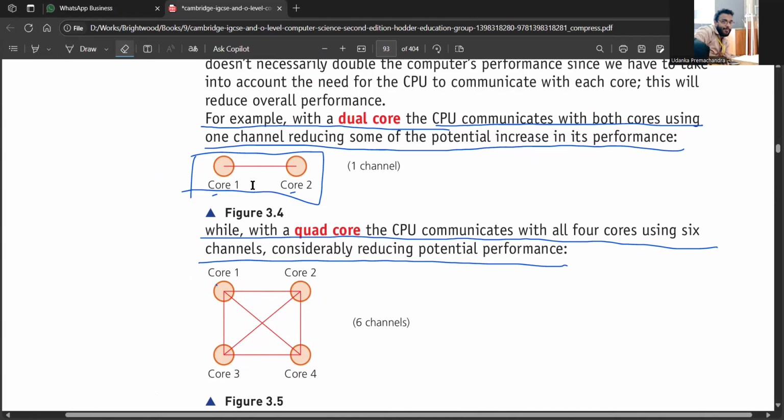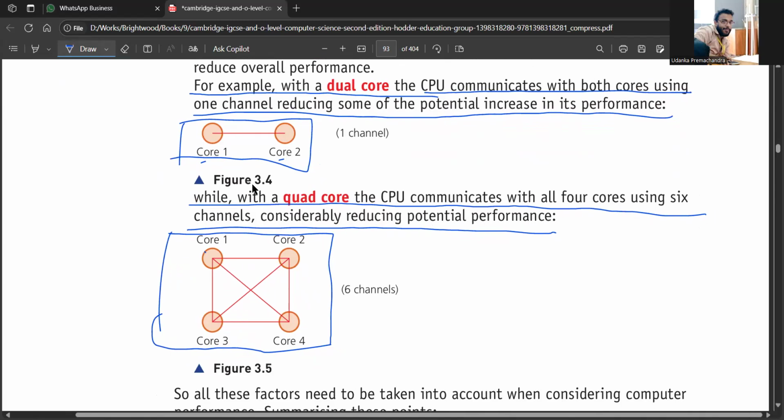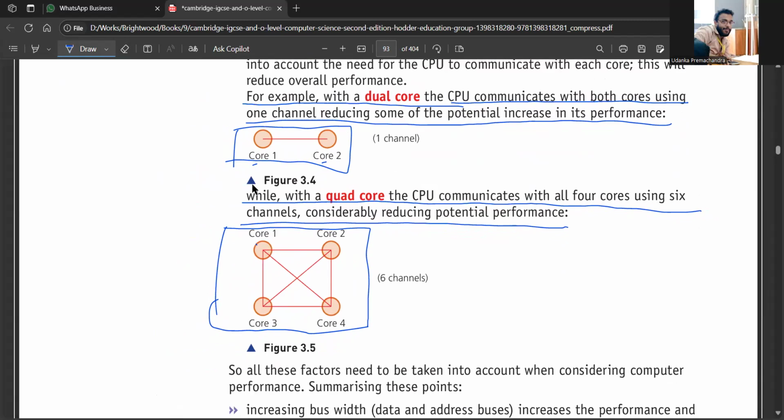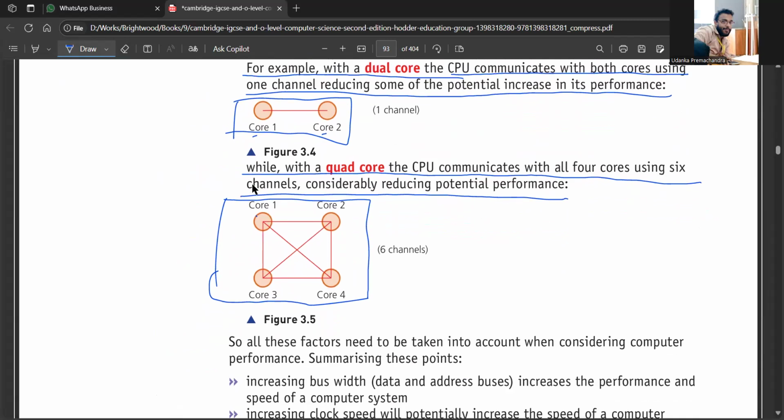So it's more increasing compared with the dual core. Compared with the dual core, it's very increasing. That's the difference between the quad core and the dual core. That's why it's very increasing.